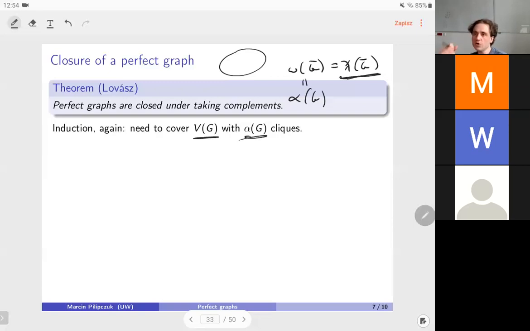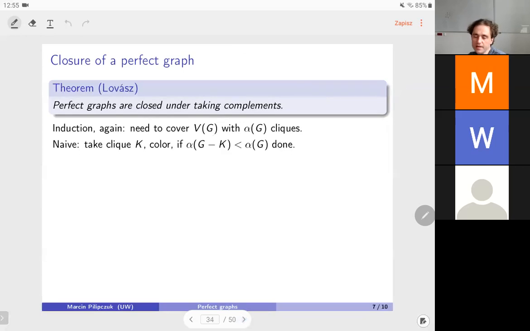So coloring of the complement is covering the graph with cliques, and now we need to use just alpha of g cliques, which is omega of g complement. So this is really what we need to do in this proof. We have a perfect graph, and we want to prove that its vertex set can be covered with alpha of g cliques. Okay, so let's do it naively, and this is a good way of doing coloring.